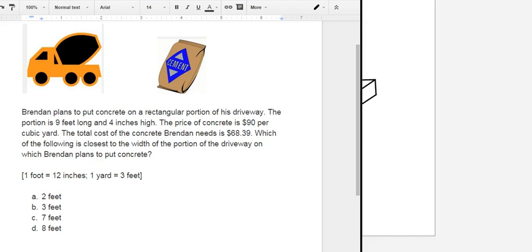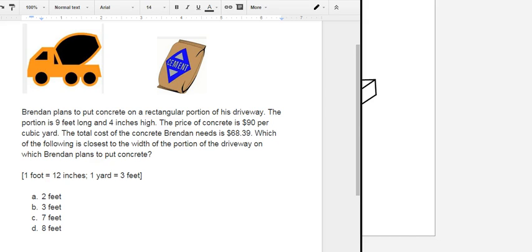Which of the following is the closest to the width of the portion of the driveway in which Brandon plans to put concrete? It's pretty tricky. So we know how much he's going to spend, and it's $68, so we're going to work backwards to find out how many cubic yards he's going to use to figure out an approximation for the width of the driveway.